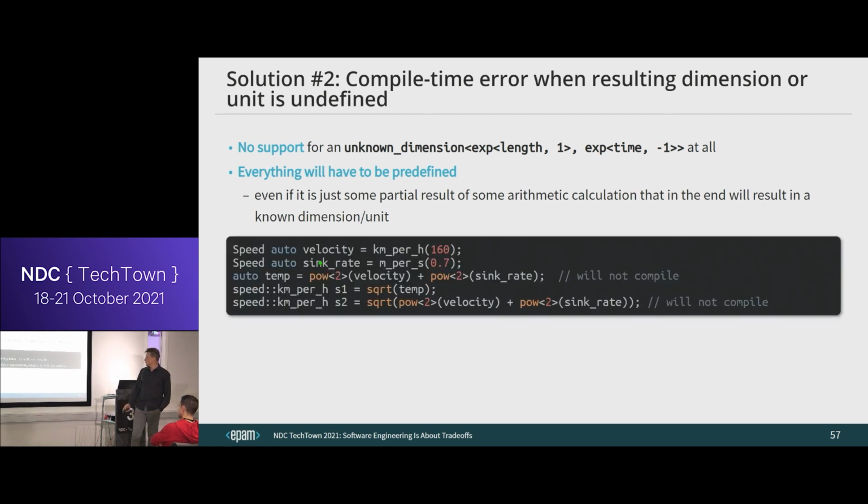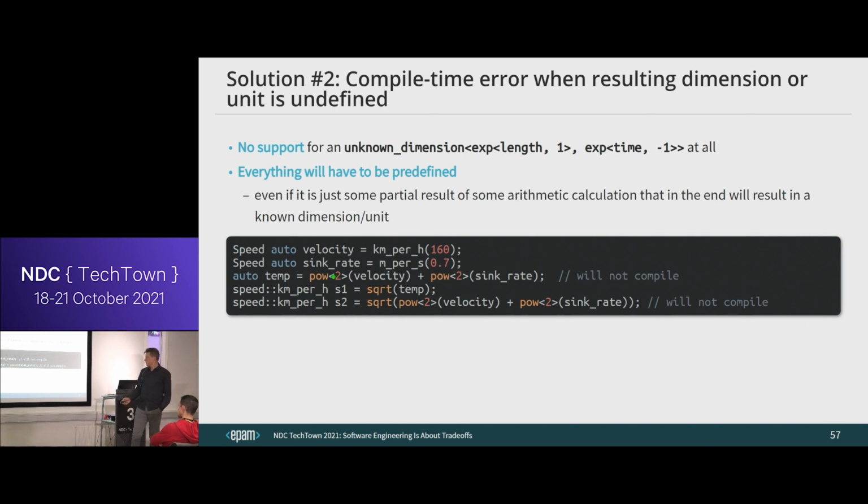However, it means that some temporary calculations in our code will not compile. In many cases, when we are splitting some long mathematical operation into subparts, we don't care what the quantity is here. We care about the speed, but here this is just something temporary. We are not going to print it. We are not going to provide it to the user. That's just a temporary calculation. And then after square rooting this one, we know that speed again.